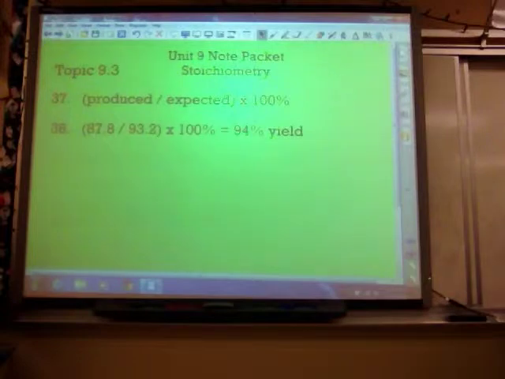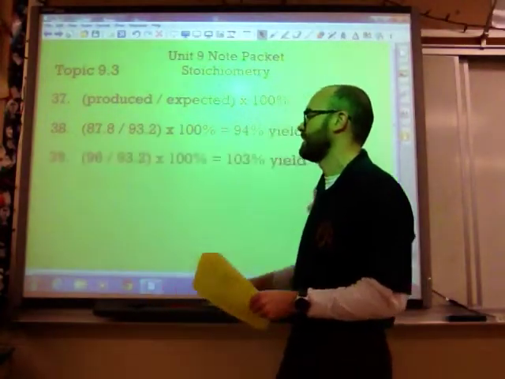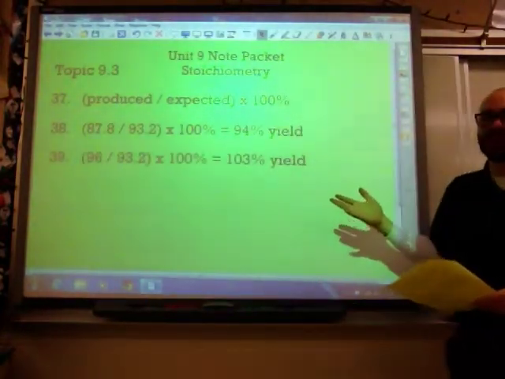So, number 39. You collect 96 milliliters, but you're supposed to get 93. Which one is the incorrect value? The 96 is what you produce in the lab. It goes on top. You divide by the 93. Here's one of those examples.